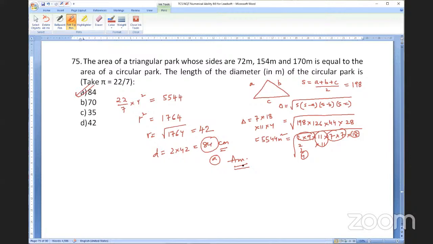Now, we'll move on to a few questions from three-dimensional figures where we might also end up calculating the volumes. Let's see the next one.